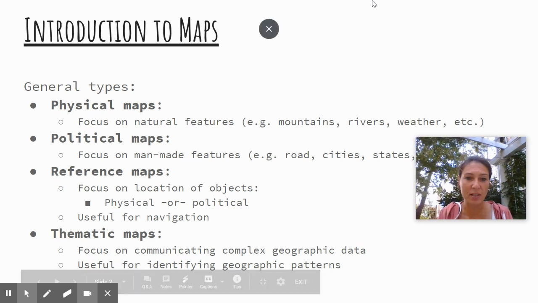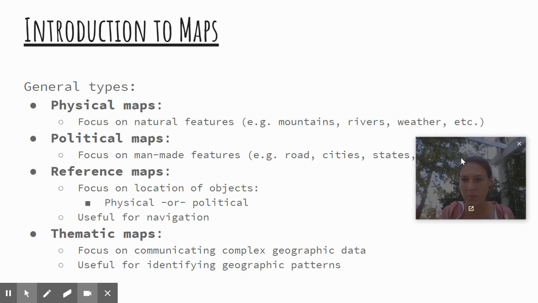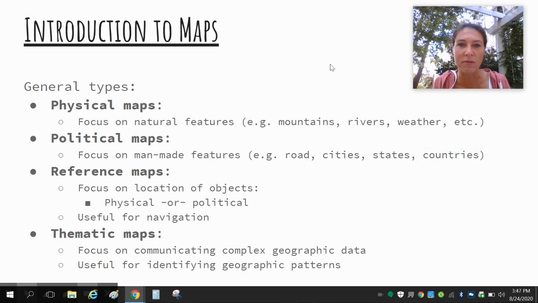So geographers, of course, they love their maps, but not all maps are made equally as important. And I love this. Just watch how many times I have to move my face to get it out of the way of all of the stuff that I want to talk about.